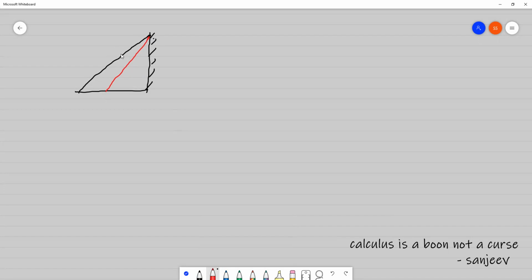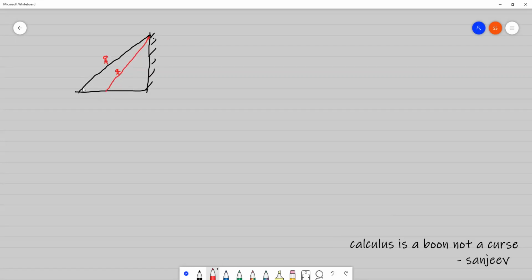Which ladder has more slope? Obviously, your answer should be the red ladder. The red ladder has more slope here, because if a person is going to climb these ladders, the person finds it more difficult to climb the red ladder than the black ladder. So the red ladder has more slope.